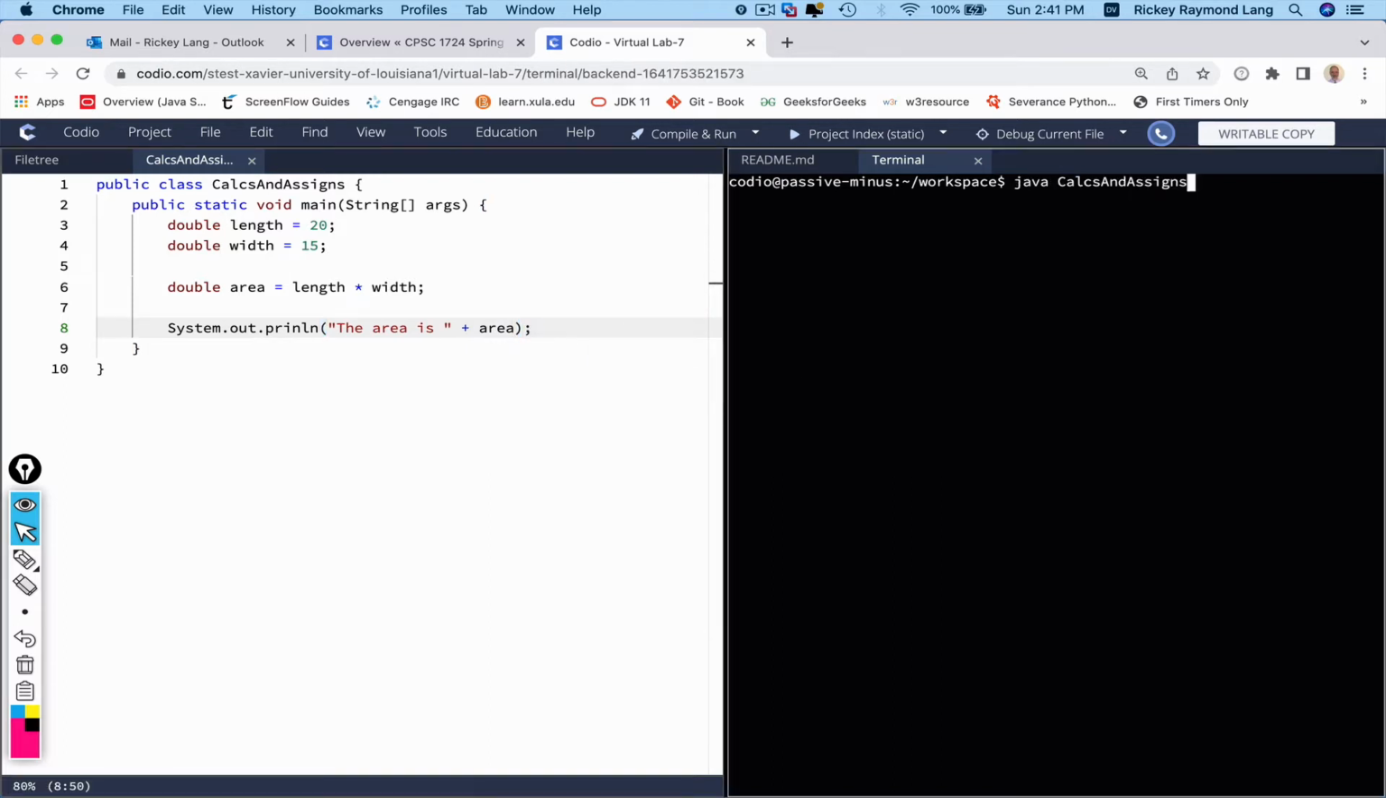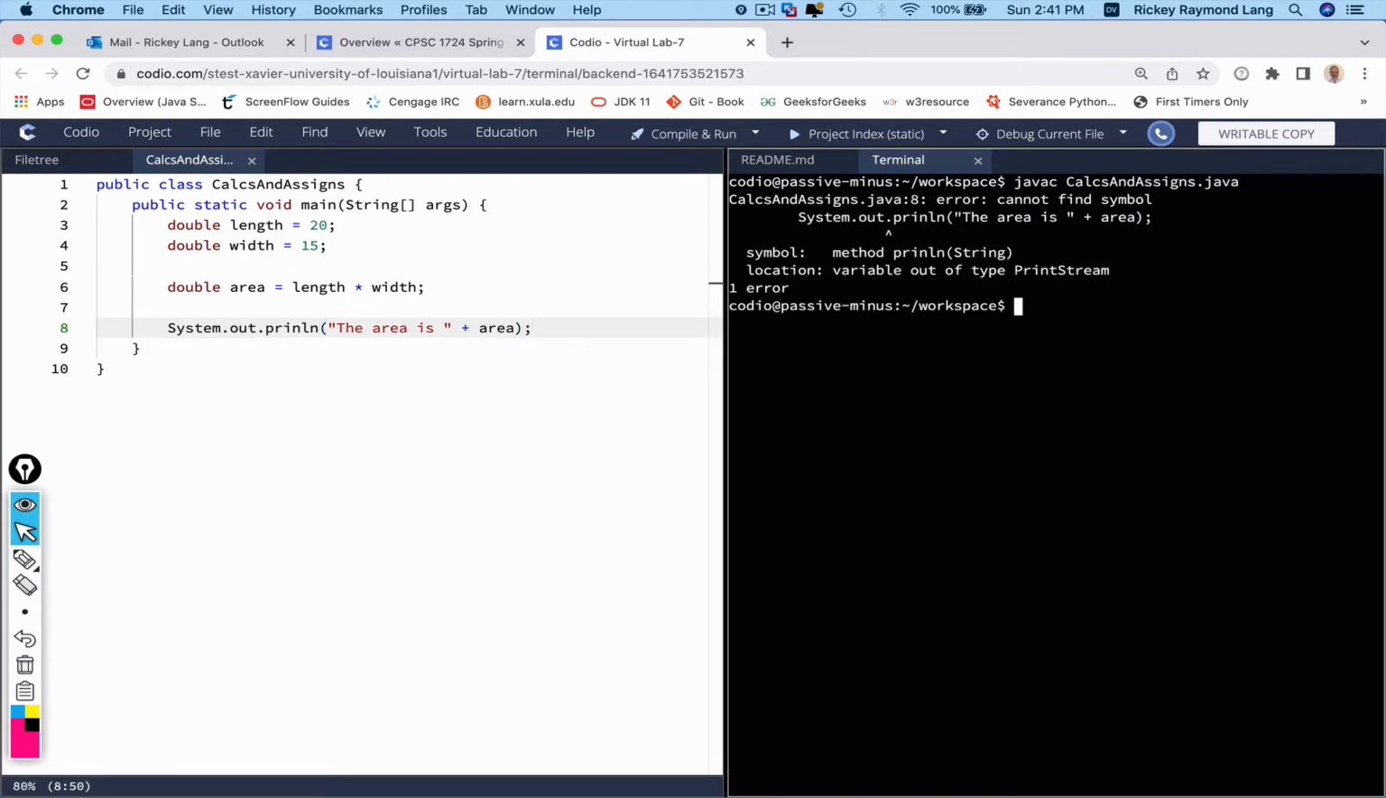Let's take a look at that. Oops, I have a typo on line 8. Remember, you will see these kinds of messages very often. You're going to get used to them. When something doesn't compile, you'll see the file name and the line number where the error was.